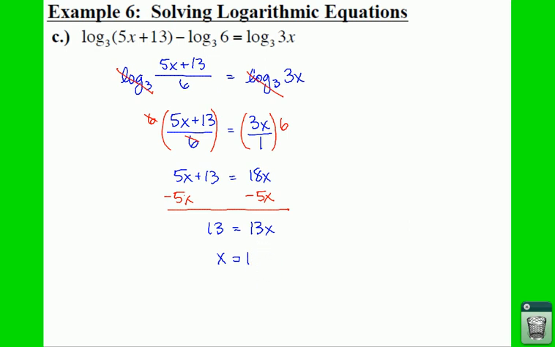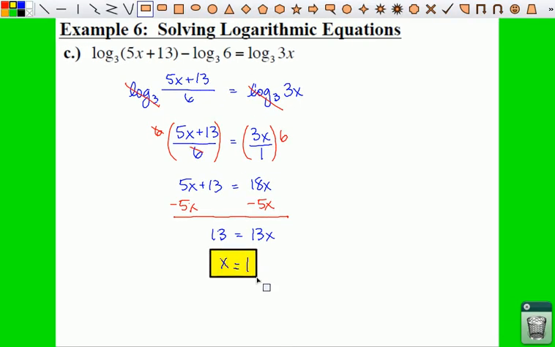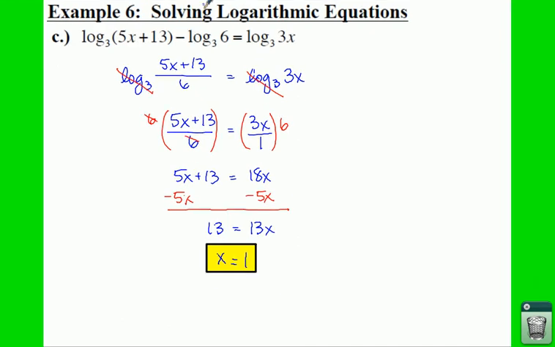Now whenever you get an answer when you're solving log functions, what you really need to do is check to see if you get an extraneous solution. What you're checking for is whether whatever is behind your logarithm, so here, here, or here, is positive. We know that 5x plus 13 has to be greater than 0. We also know that 3x has to be greater than 0. The 6 is already greater than 0, so that one's alright.